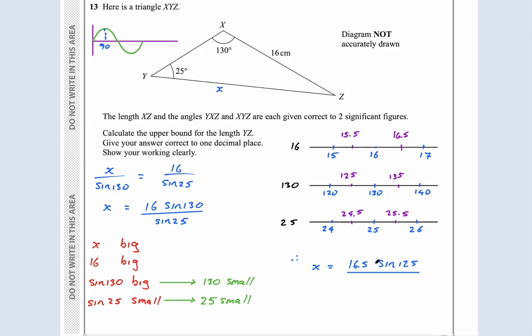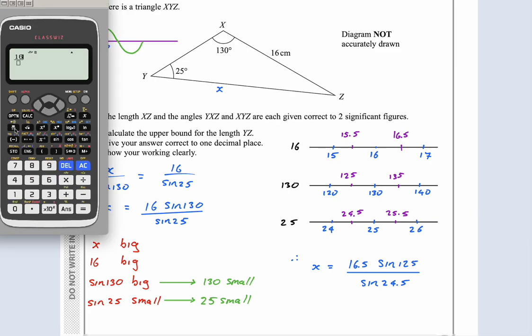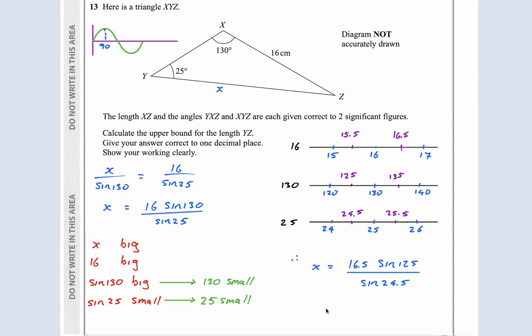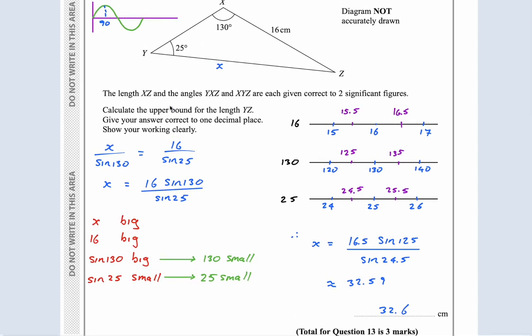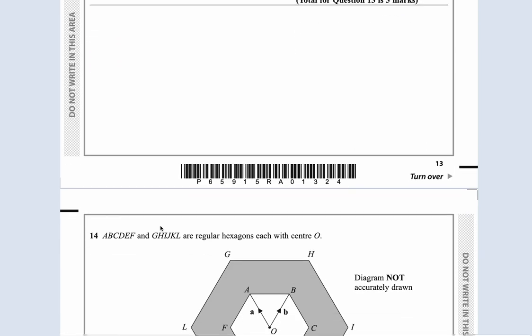So then the denominator is small, so I want sine of 24.5. Now I put all of this into my calculator: 16.5 times sine 125, divided by sine of 24.5, close bracket, and I get 32.59. Let's just write that first, 32.59, and to 1 decimal place, 32.6. So as I said, guys, that is difficult for sure. If in doubt which ones to use, just do what I do with my calculator: try a few different ones and you can see which gives you the higher or the lower value.